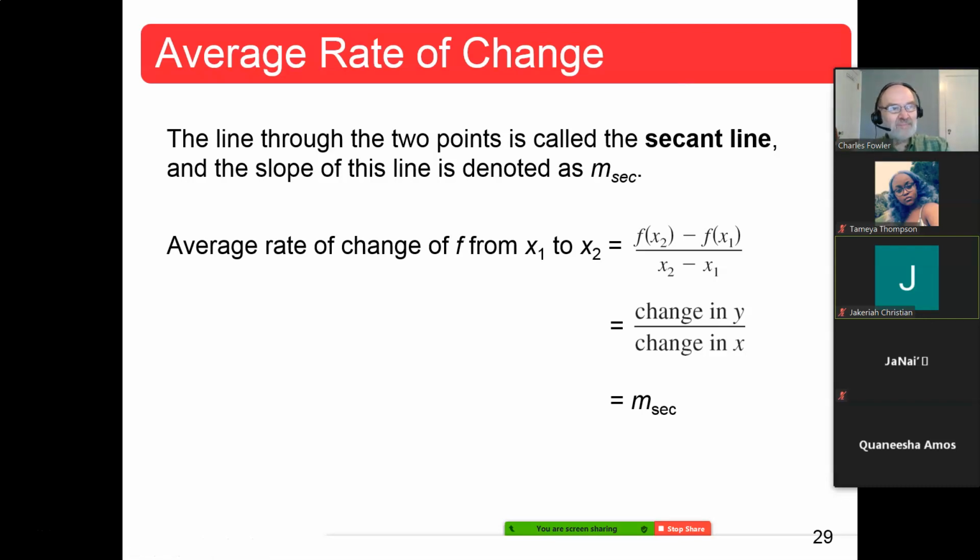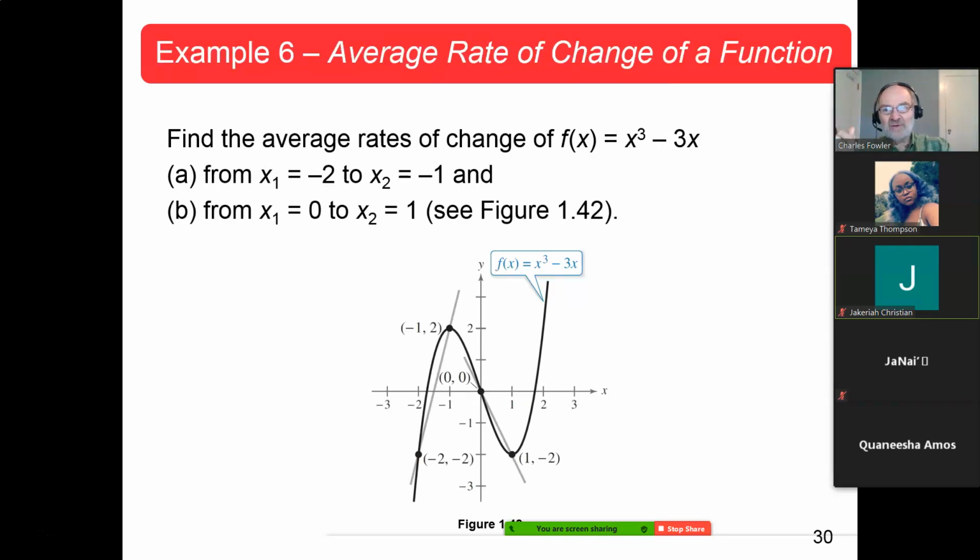Same thing you did back in Math 100, may have even done it in Math 98. You're doing it again here, slope. You did it in the difference quotient. That was a slope, change of y over change of x. Okay? So, here's example 6. This is on the middle part of page 54. Find the average rate of change of this function, f of x equals x cubed minus 3x. The first one we're going to do is between x1 equals negative 2 and x2 equals negative 1.